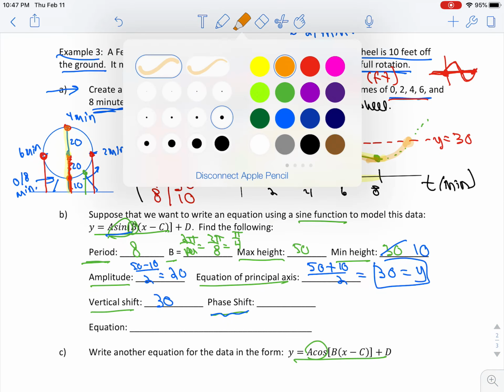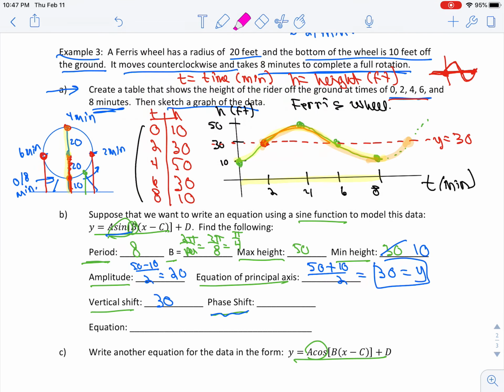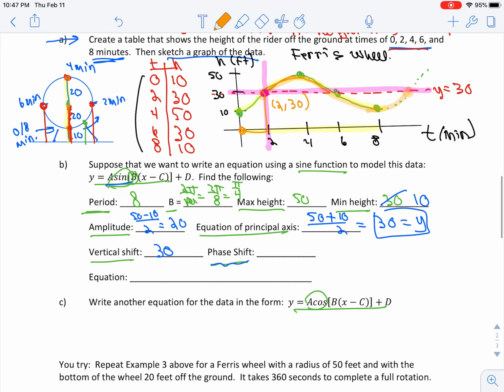So remember what I said to do with this then is to draw the principal axis, draw a vertical line through the starting point of that cycle that you've chosen, and that's the image of the origin. The origin used to be here for the parent function, but it's moved over 2 and up 30. This is the point (2, 30). So what that tells me is that my phase shift, my horizontal shift, is 2, the positive meaning that it's going to the right.